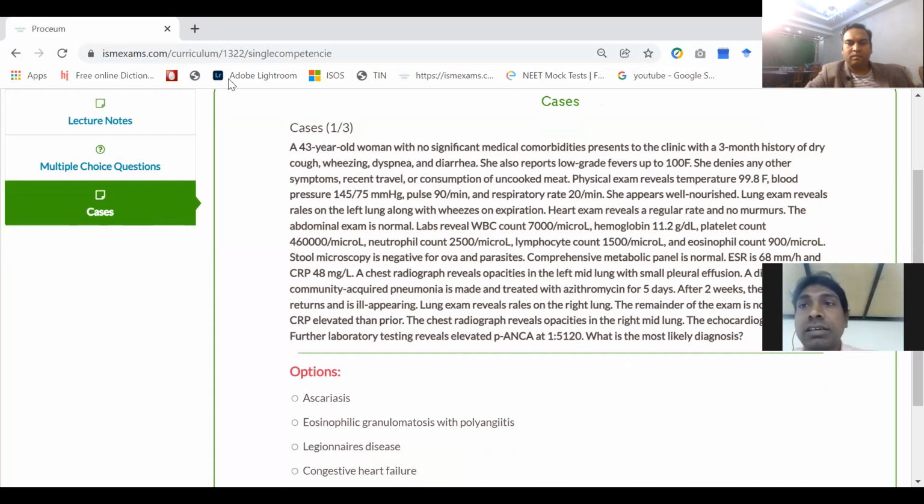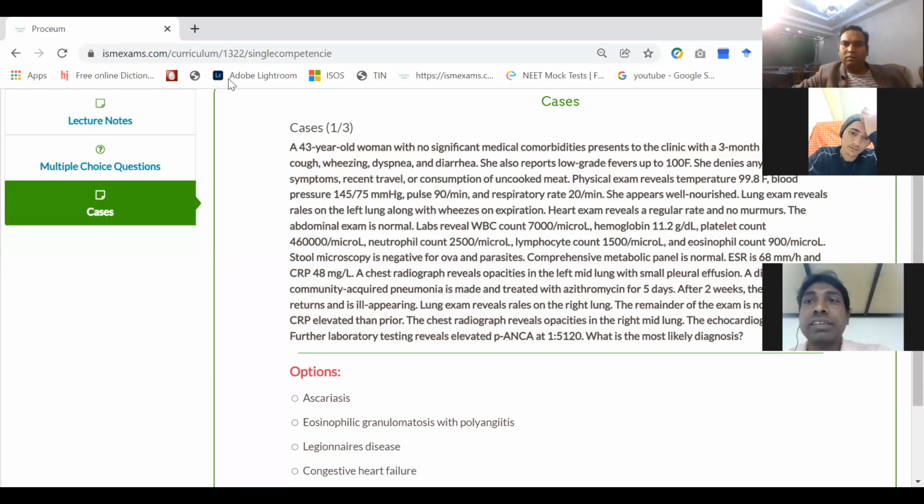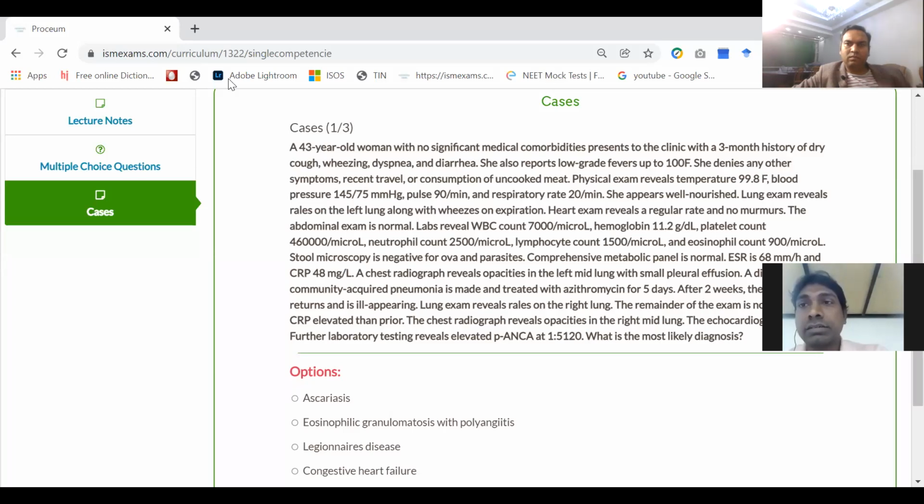Present to the clinic with a 3-month history of dry cough, wheezing, dyspnea, and diarrhea. She also reports low-grade fevers up to 100 Fahrenheit. She denies any other symptoms, recent travel or consumption of uncooked meat. Physical exam reveals temperature 99.8 Fahrenheit, blood pressure 145 by 75 mmHg, pulse 90 per minute, and respiratory rate 20 per minute.